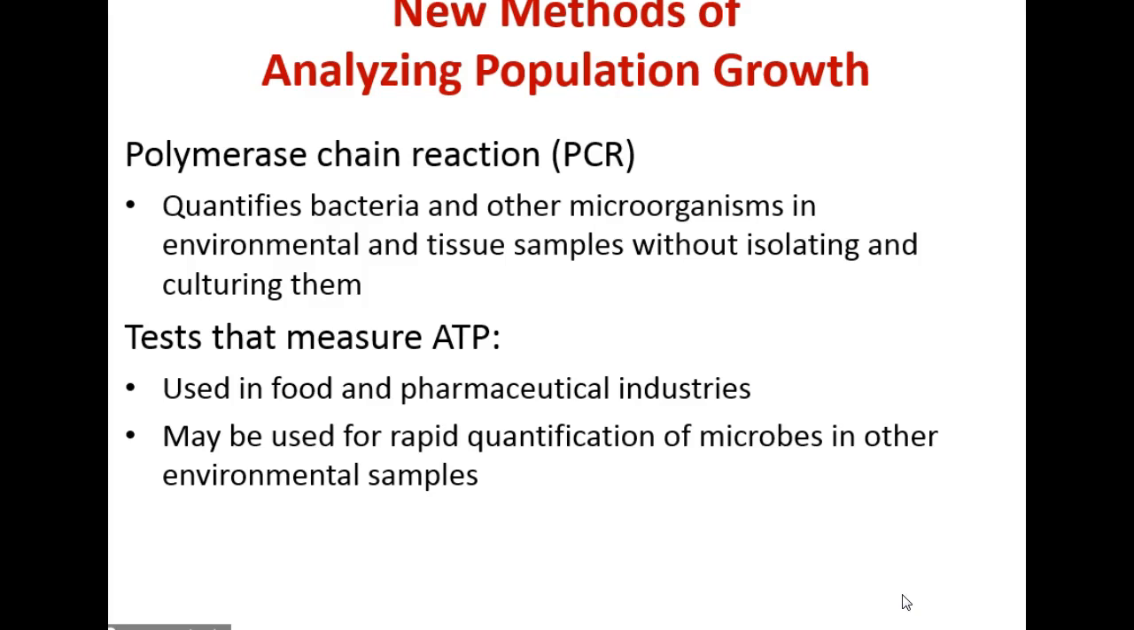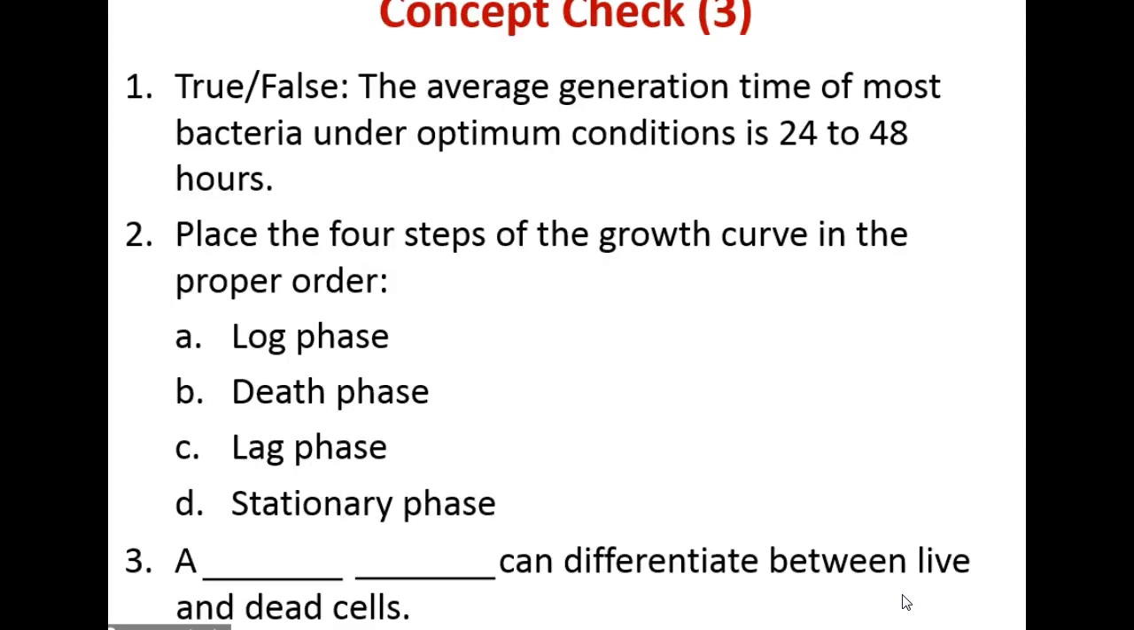So some new methods of analyzing population growth include polymerase chain reaction, which quantifies bacteria and other microorganisms in environmental and tissue samples without isolating and culturing them, and tests that measure ATP, which are used in food and pharmaceutical industries and may be used for rapid quantification of microbes in other environmental samples. The average generation time of most bacteria under optimum conditions is 24 to 48 hours.